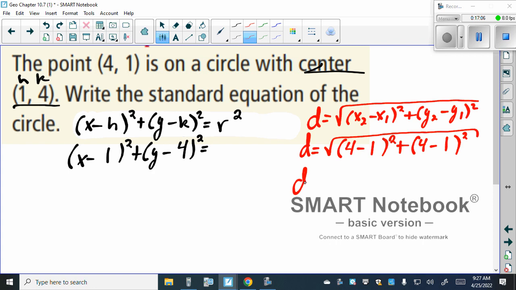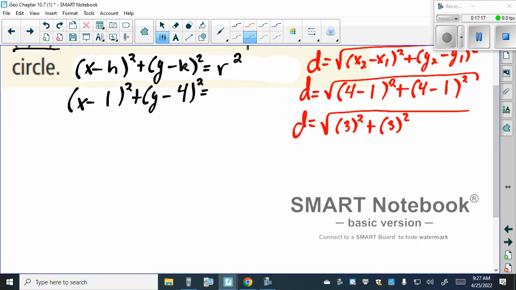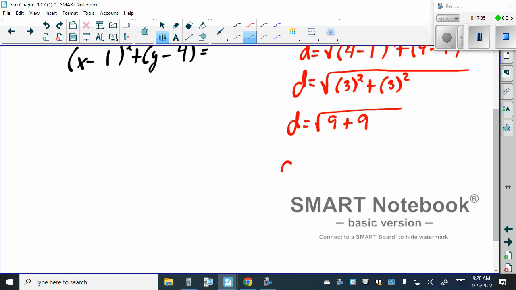If we do it this way, 4 minus 1 is 3. 4 minus 1 is 3. And 3 squared is 9. 3 squared is 9. Either way, if it had been negative 3 or positive 3, we would still come out with a positive 9. 9 plus 9 is 18, and what is the square root of 18? So this is the radius, yes?